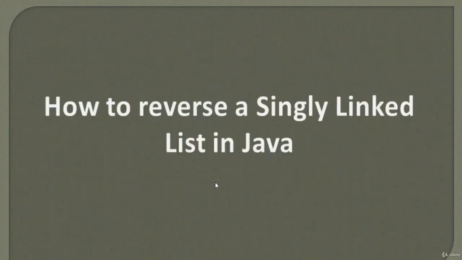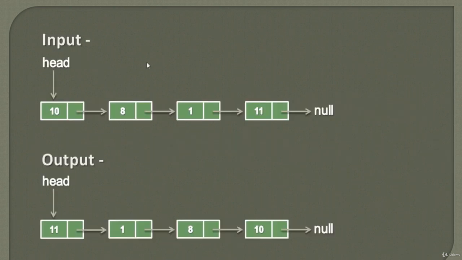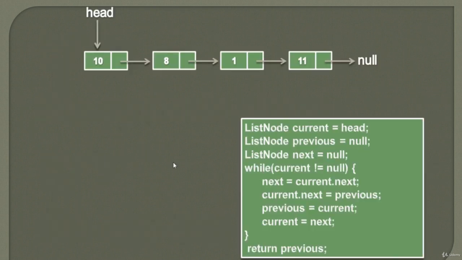Friends, in this tutorial we will discuss how to reverse a singly linked list in Java. So friends, suppose we have a linked list with nodes say 10, 8, 1, 11 and we provide this linked list as an input. So after its reversal, the linked list becomes something as 11, 1, 8, 10. So basically it reverses the list. So here 10, 8, 1, 11 gets reversed and becomes 11, 1, 8, 10. So let's see this algorithm through a demo.